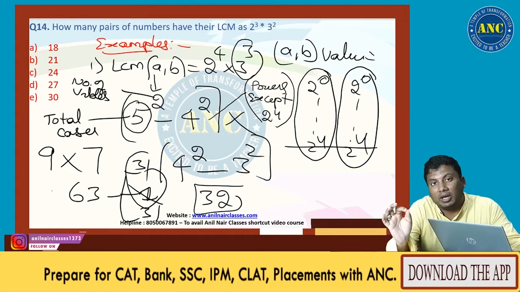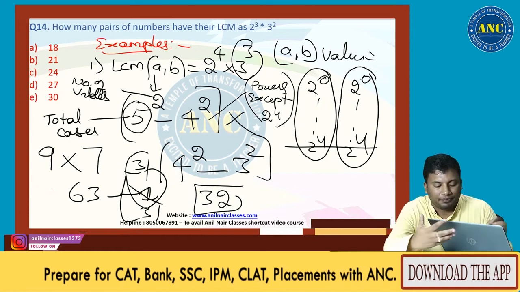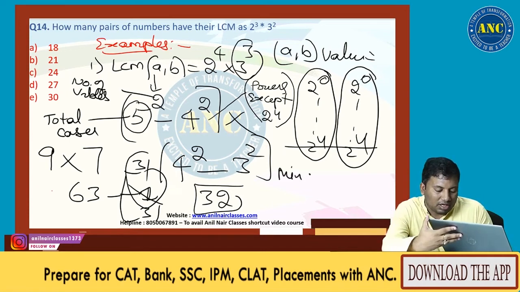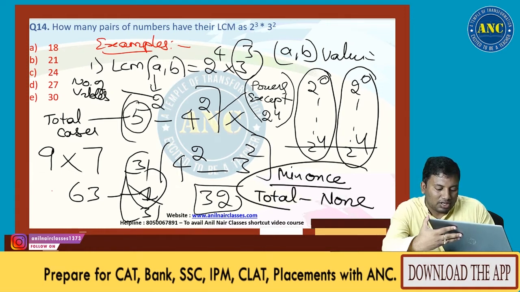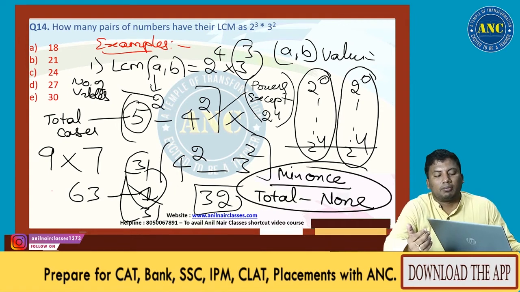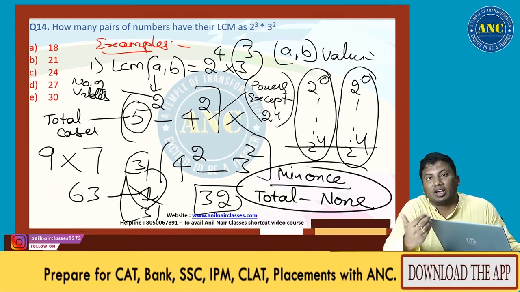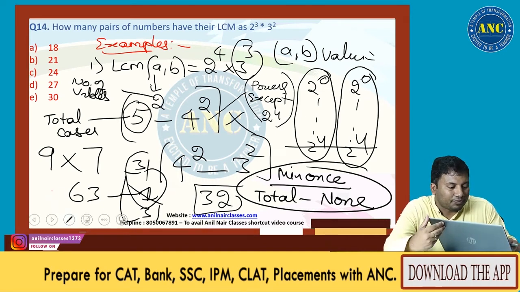Minimum ones is nothing but total minus none. Directly you will get ordered, unordered very easily.